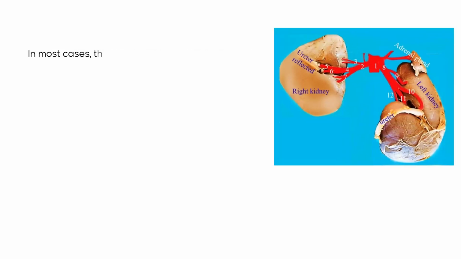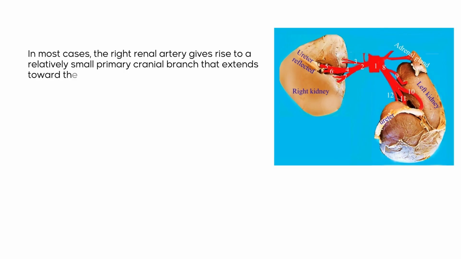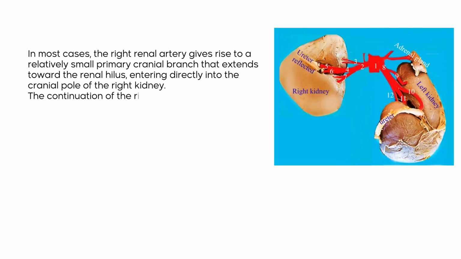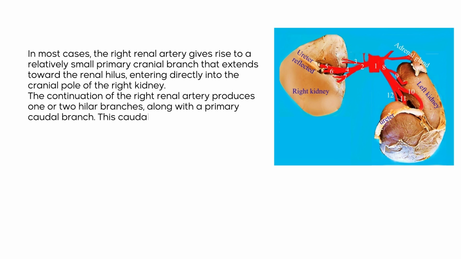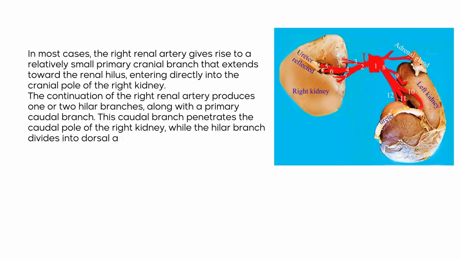In most cases, the right renal artery gives rise to a relatively small primary cranial branch that extends toward the renal hilus, entering directly into the cranial pole of the right kidney. The continuation of the right renal artery produces one or two hilar branches, along with a primary caudal branch. This caudal branch penetrates the caudal pole of the right kidney, while the hilar branch divides into dorsal and ventral branches that supply the corresponding regions of the middle renal area.